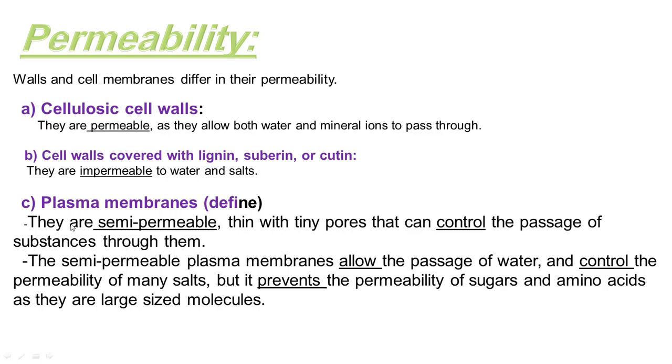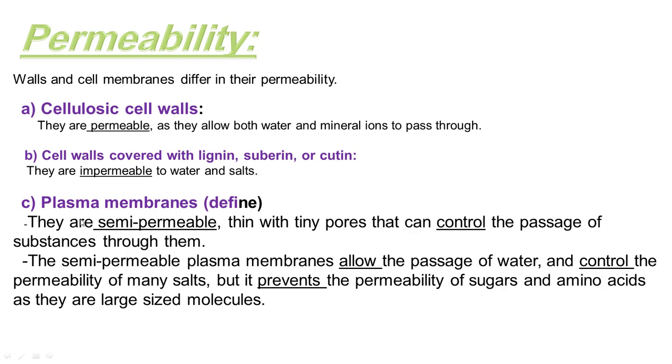The third mechanism for water passage is permeability. To know the meaning of permeability, we have to know the types of membrane permeability. Walls and cell membranes differ according to their permeability. It may be a cellulosic cell wall. Cellulose is a type of thickness, and it permits water and salt to pass through, so it's a permeable membrane. A cell wall covered with lignin, suberin or cutin cannot pass water and salt, so it is impermeable.